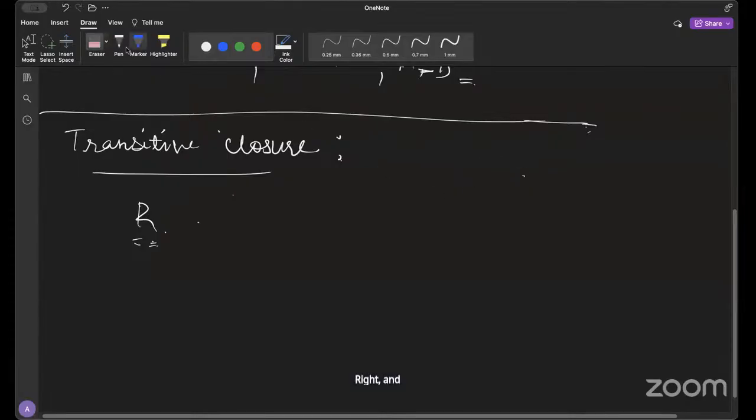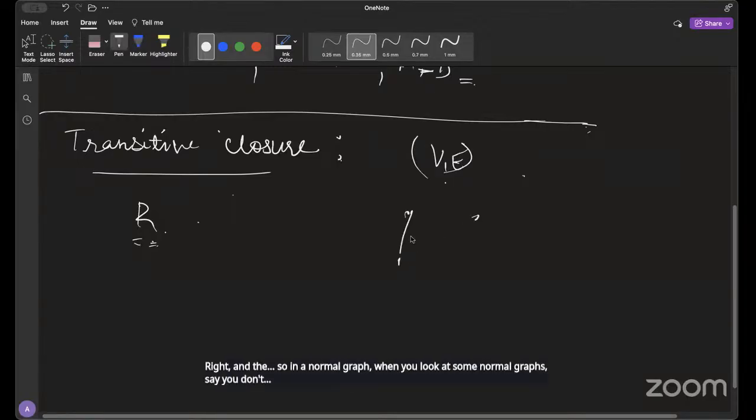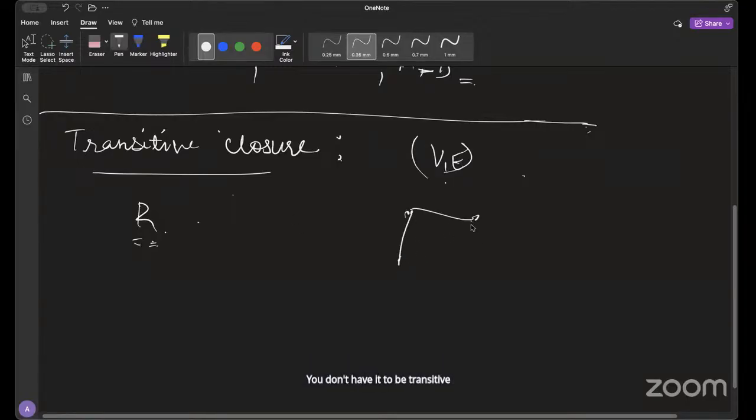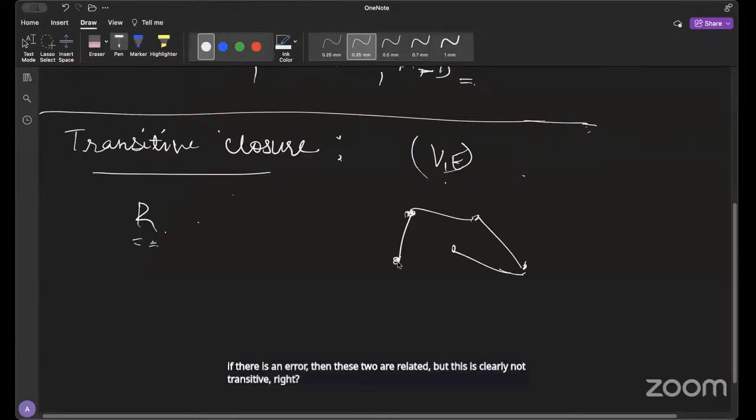In a normal graph, you don't have it to be transitive, right? If you have a graph, it doesn't have to be a transitive relation. So a graph in a way, you can look at it in the context of relations too. If there is an edge between these two, that means these two are related. If there is an edge here, then these two are related. But this is clearly not transitive, right? Because when you have an edge from here to here, these two are related, these two are related, but you don't have an edge from here to here.